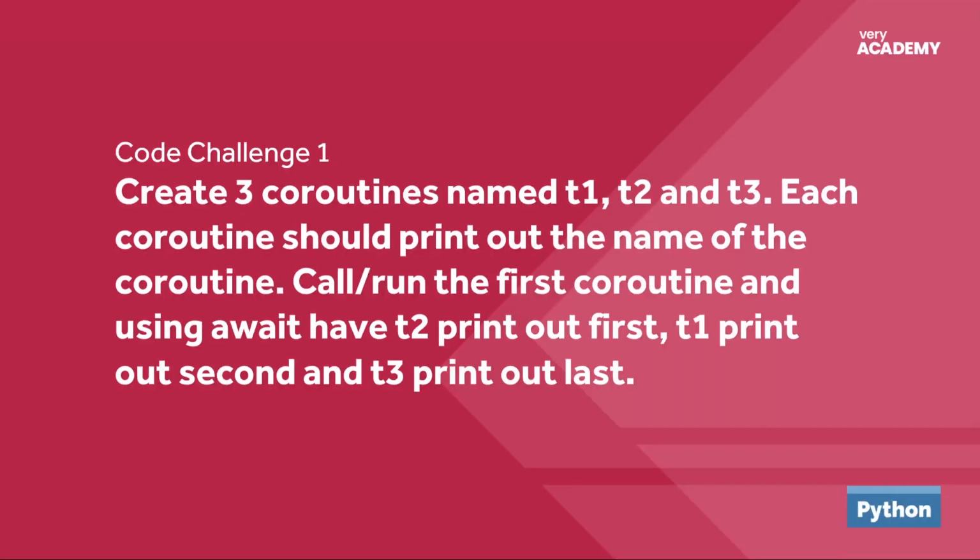So let's put our new knowledge into action by completing some code challenges. The first code challenge: we're going to create 3 coroutines named T1, T2, and T3. Each coroutine should print out its name. We're going to run the first coroutine, and using await, have T2 print out first, T1 print out second, and then T3 print out last. By all means, go ahead and have a go, and then we'll look at the solution.